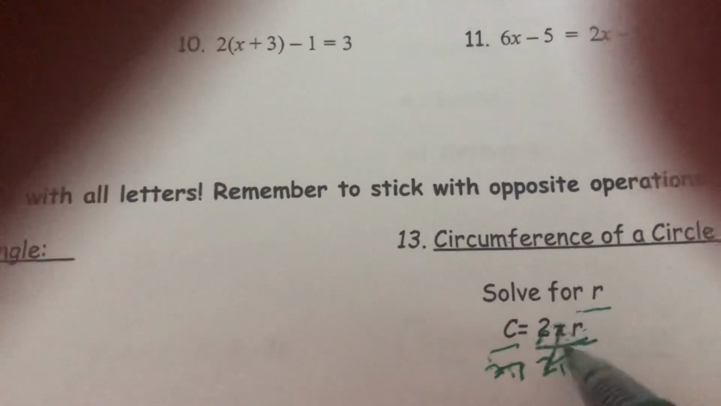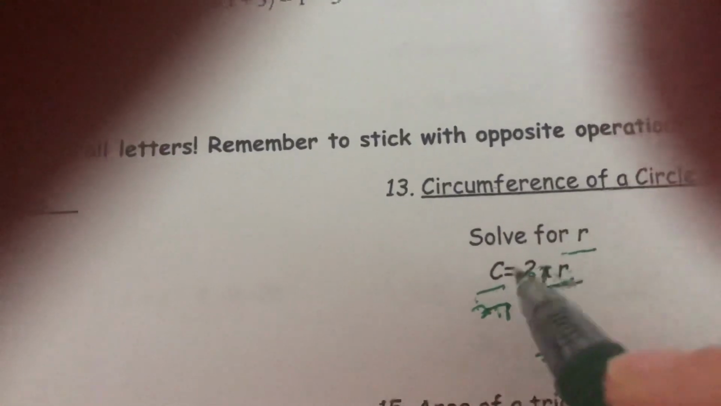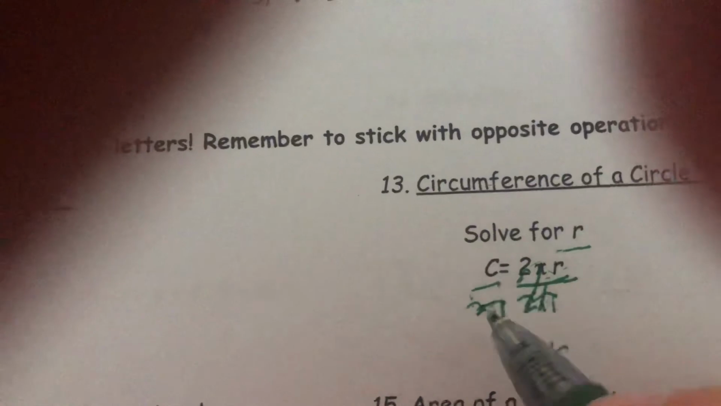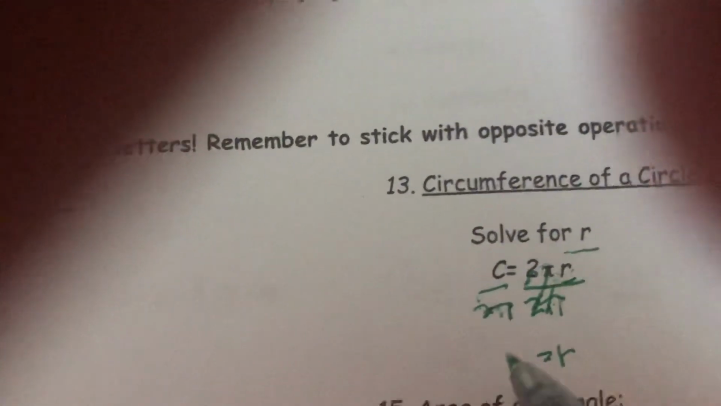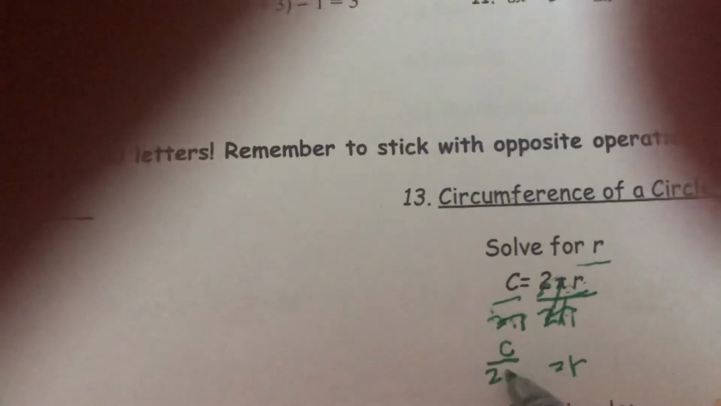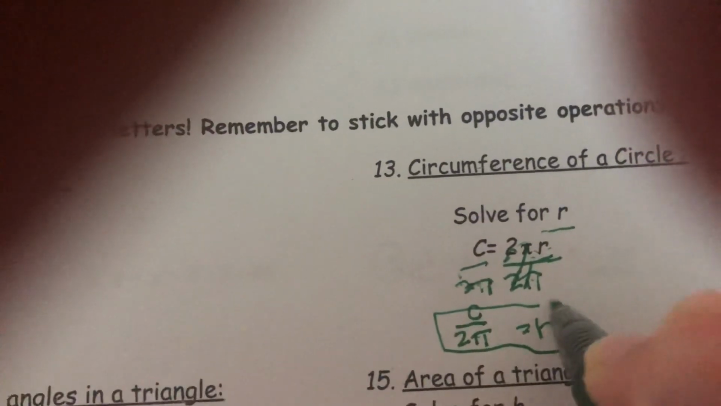Both of these things cancel. I'm left with an R on this side, but I have a C divided by 2 pi. Can I actually divide the C by 2? No, I don't get a solid number, so I write it as is. I write C divided by 2 pi. Ta-da, R is by itself, everything else is on the other side.